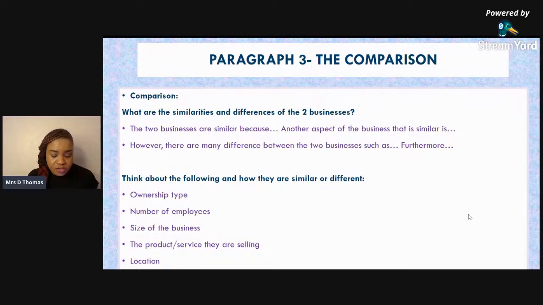Number of employees. Do they both have 5 employees? Then that is a similarity. Do they both have 10 employees? That means it's a similarity. Does one of them have 5 employees and the other has 10 employees? Then that's a difference. And please use the jargon when you are explaining these.